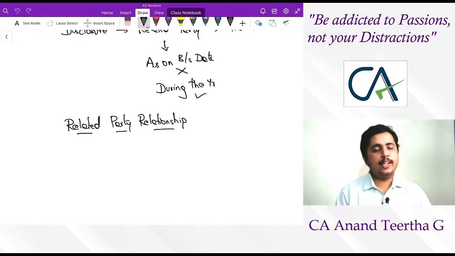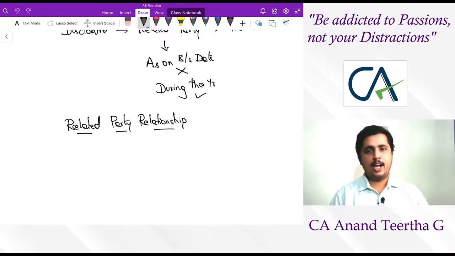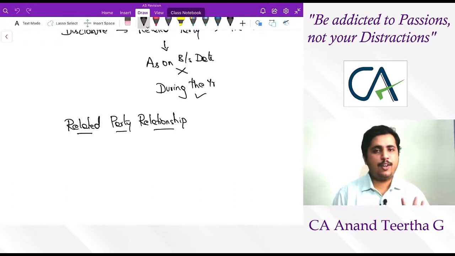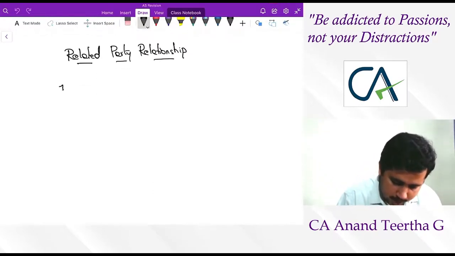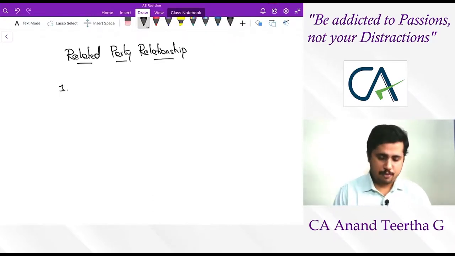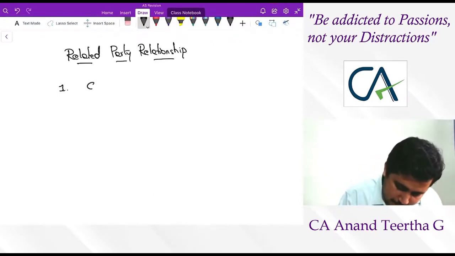Okay. Now, when it comes to related party relationship, what are the things coming up over there? There are a total of 5 points. These 5 points are coming under related party relationship. Consider them and it will be over. First, one by one, I'll start telling you what comes under related party relationship. First, there is an enterprise.